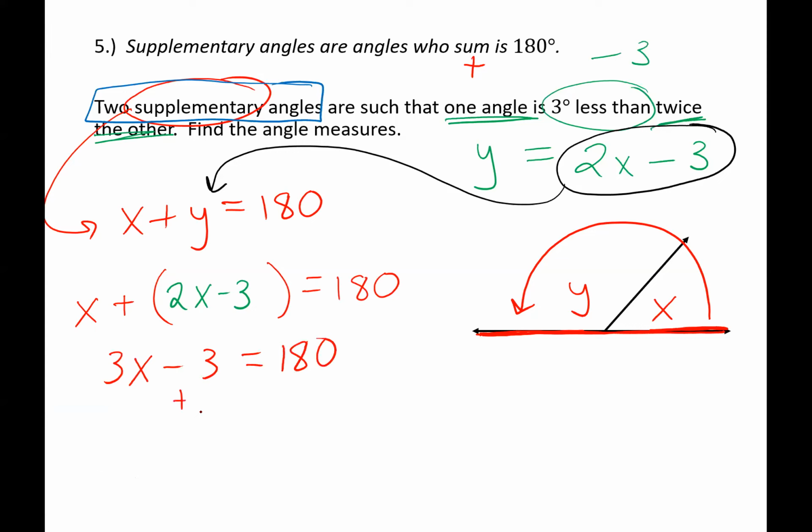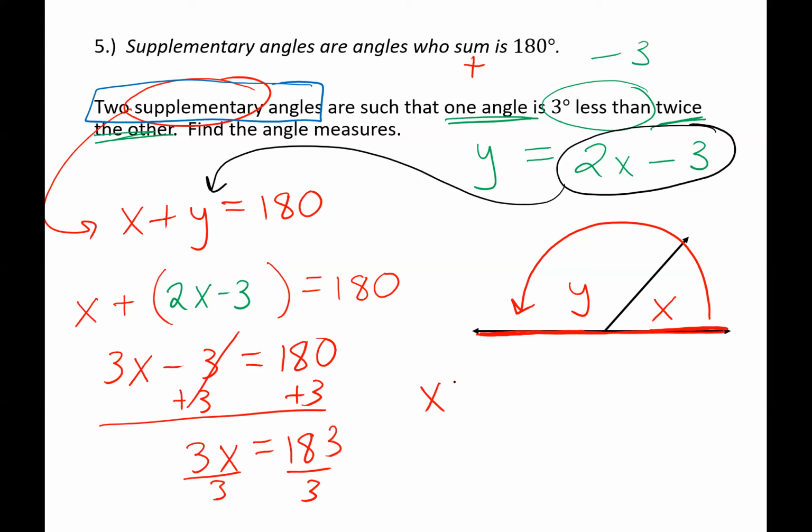Now let's add 3 to both sides. So now we have 3x equals 183. Then divide both sides by 3. So we end up with, let's see, x equals 61. All right, we found x. Now let's find y.